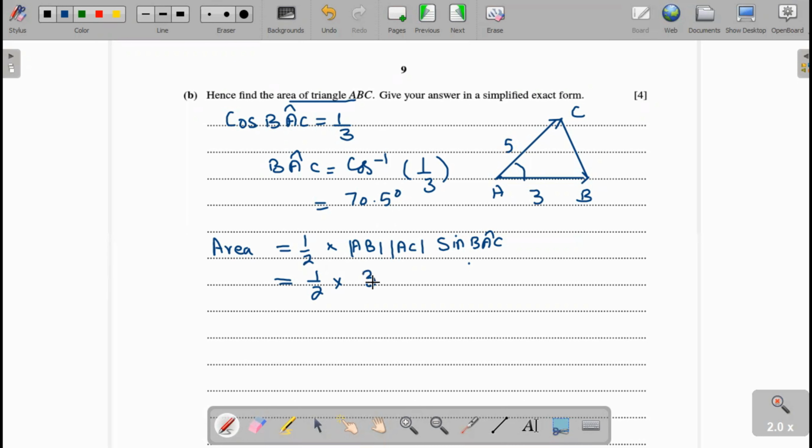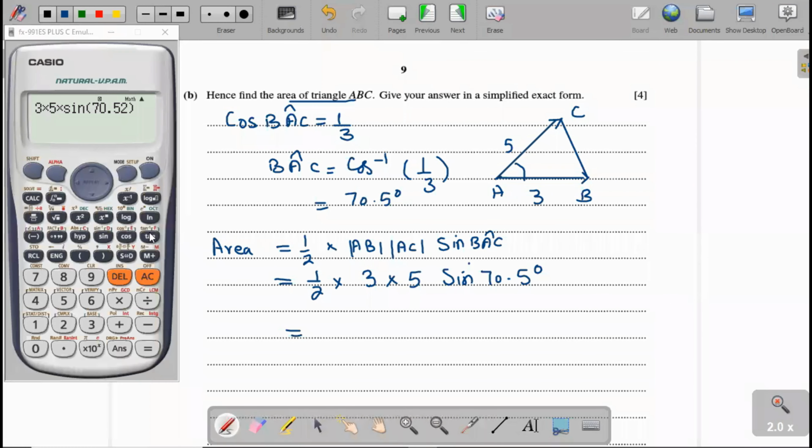Now that is equal to 3 into 5 into sine of the angle between them, which is 70.5 degrees. When we multiply 3 times 5 times sine 70.52, the answer is 14.14. Now divided by 2, we see here the answer is 7.07.